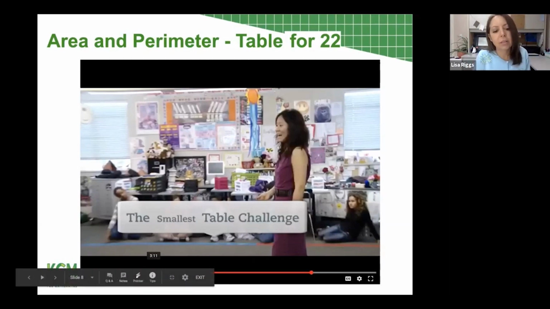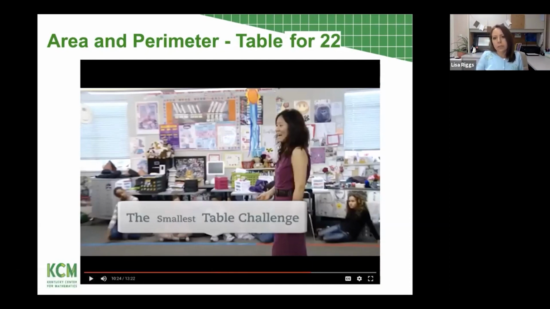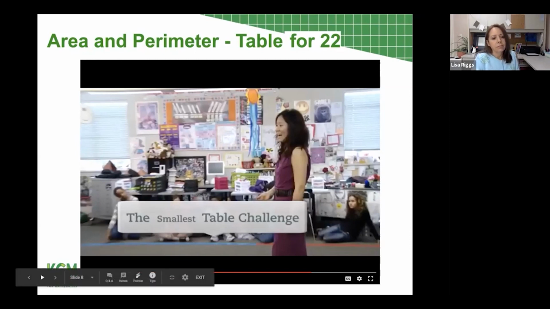That is an awesome lesson that helps kids make real world connections between area and perimeter. So many times in my experience as a classroom teacher, kids would forget the terms. What do I do to find perimeter? What do I do to find area? It was simply because they didn't have enough experience relating that term to what it meant. So that's one way to develop that and make that connection. I think they won't forget that.